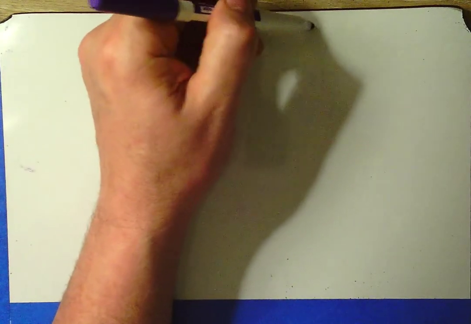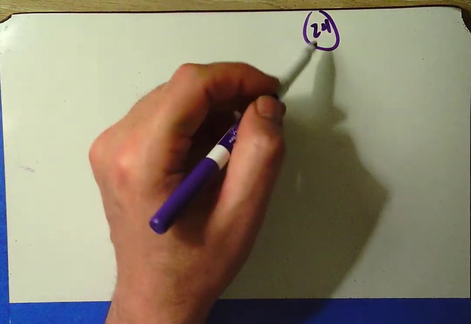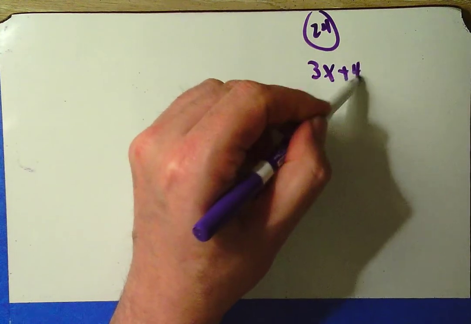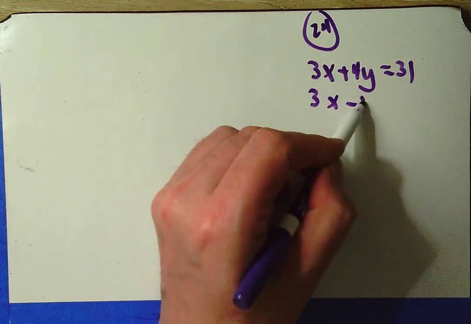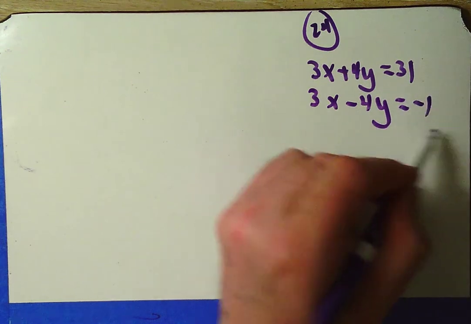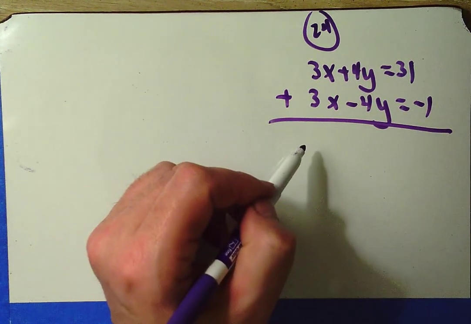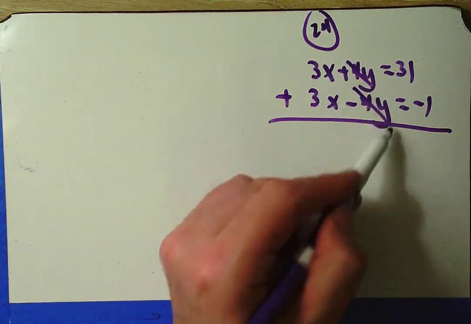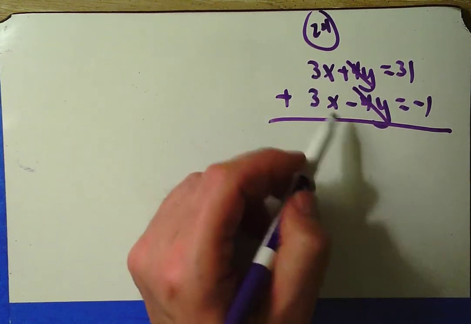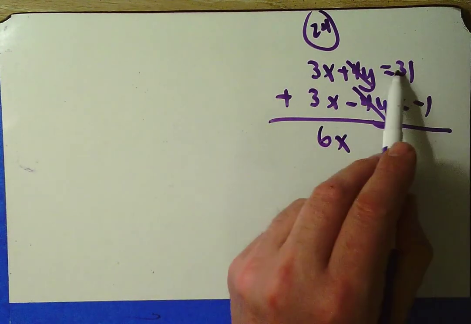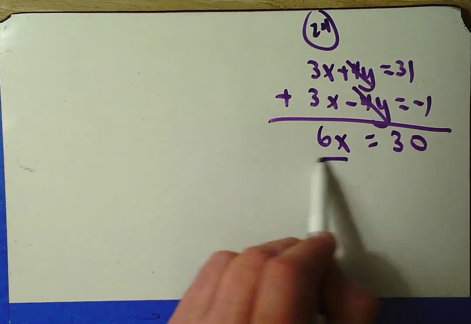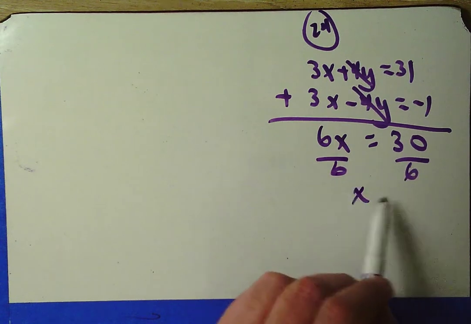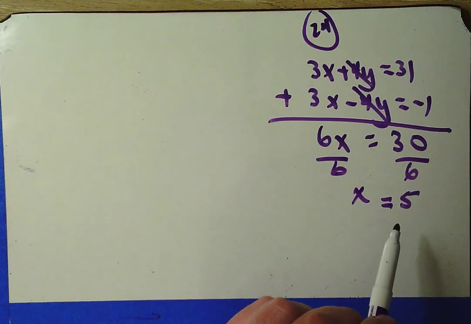Okay, 24. This is a solution to the system of equations below. And that system is 3x plus 4y equals 31, and 3x minus 4y equals negative 1. If I add these two equations together, plus 4y and minus 4y cancel. 3x plus 3x will be 6x. 31 plus negative 1 is 30. And then I'll divide both sides by 6 to get x equals 5.